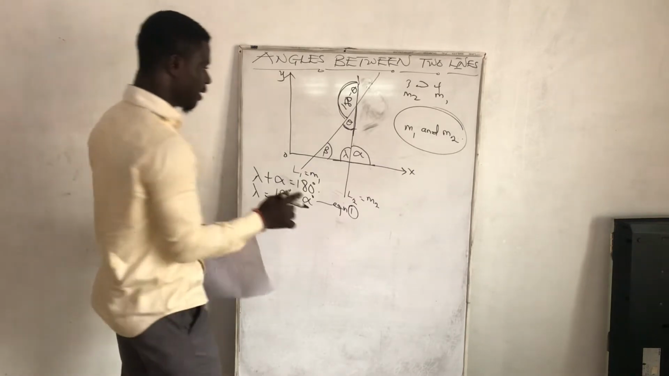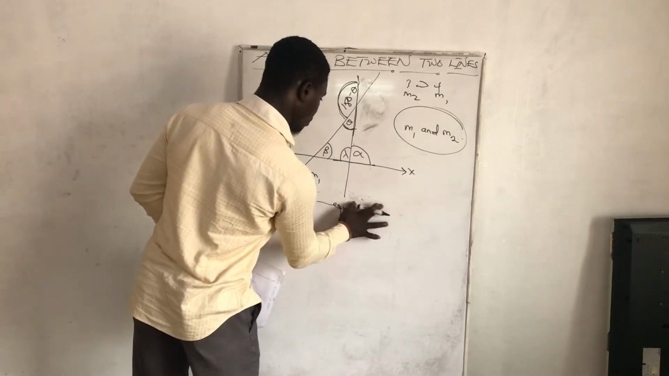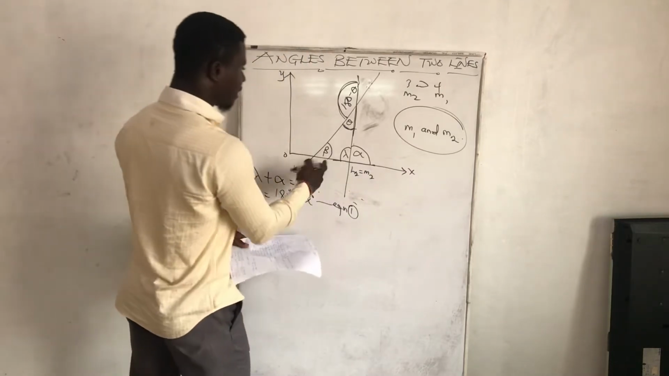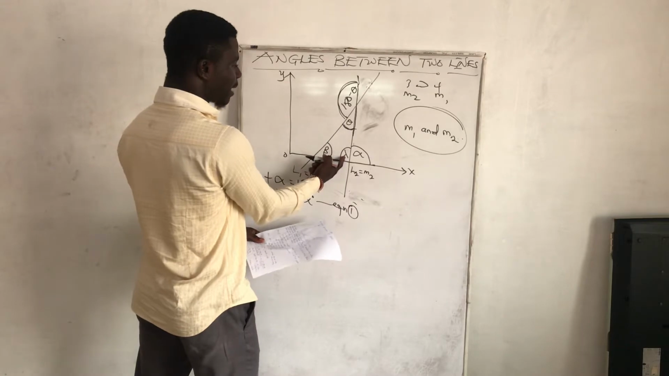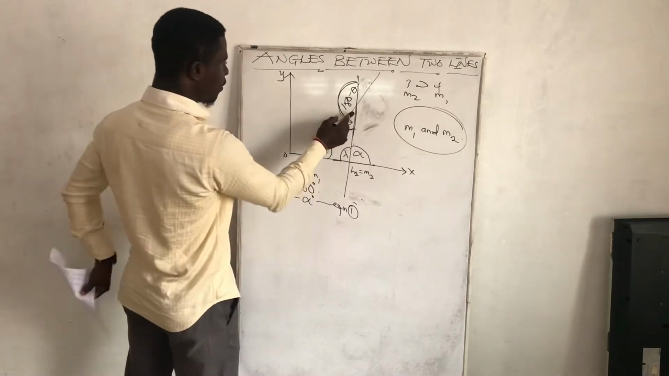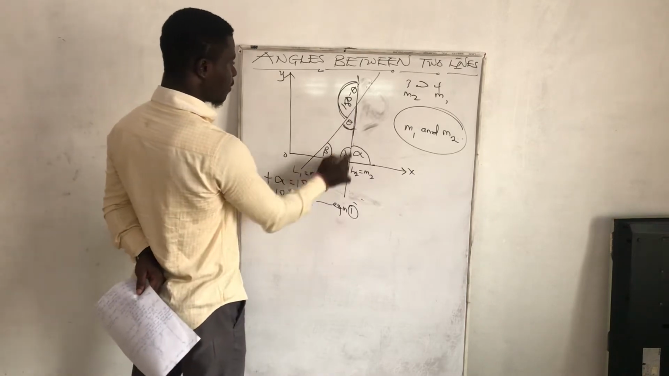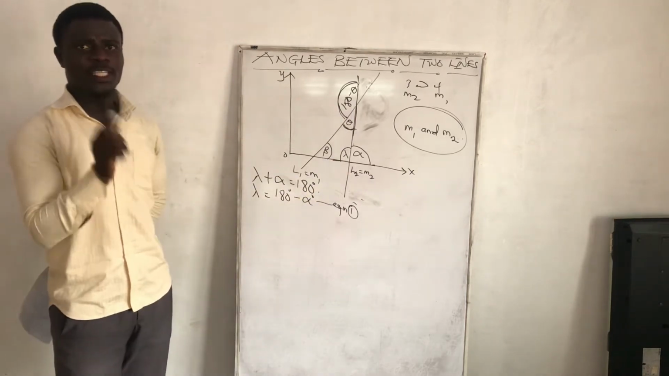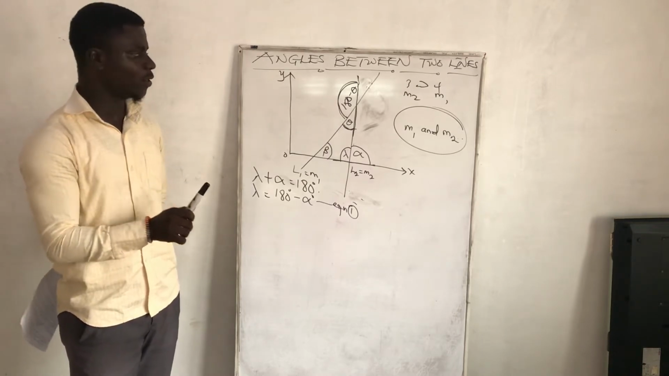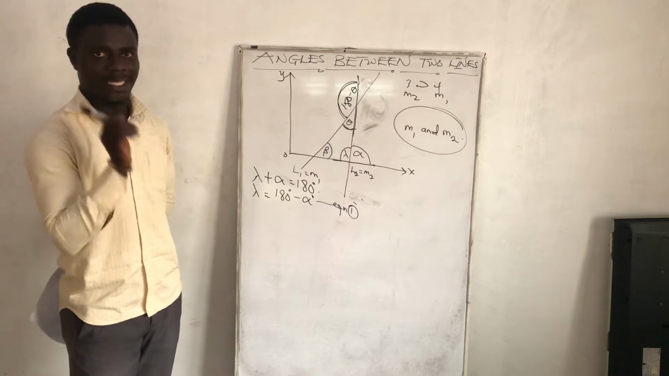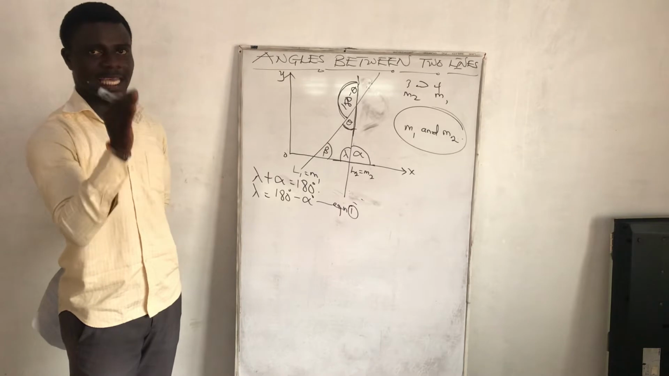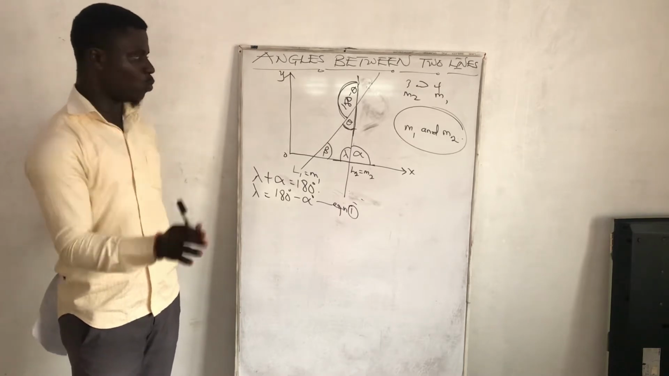And also, let me bring this one here. Lt is equal to m2. And also I can say that theta plus beta plus lambda must be equal to 180. Why? Considering this triangle here, the sum of interior angles of a triangle is 180 degrees. That's from our general formula we know from polygons, n minus 2 times 180 degrees.